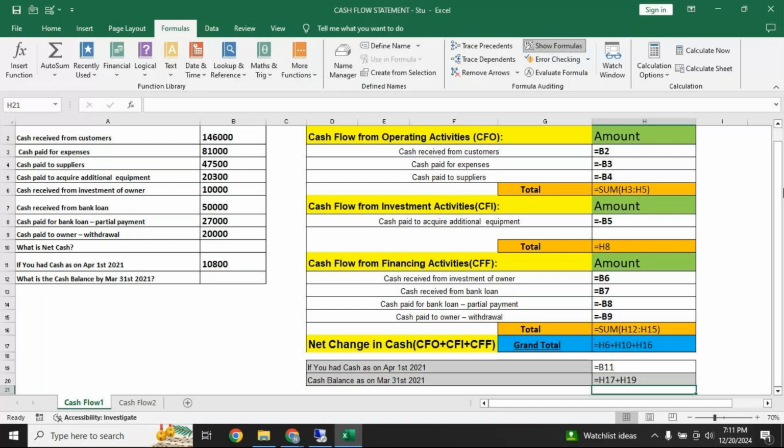So the ones who have completed, please try solving cash flow too. You just need to understand which line items go where: cash flow from operating activities, investing activities, financing activities. Where the value will be added, where the value should be subtracted.